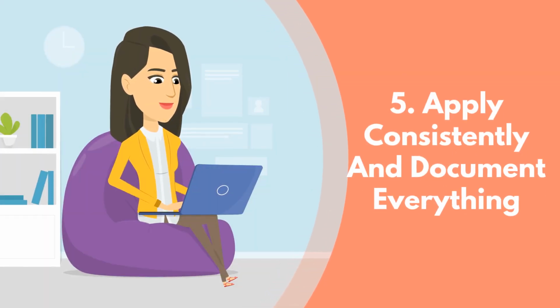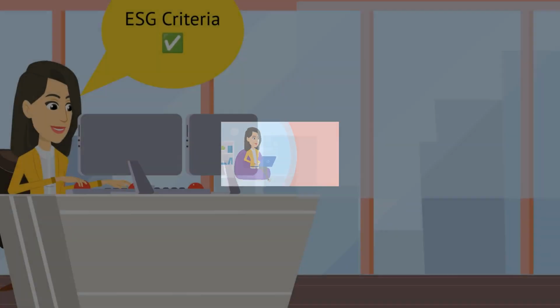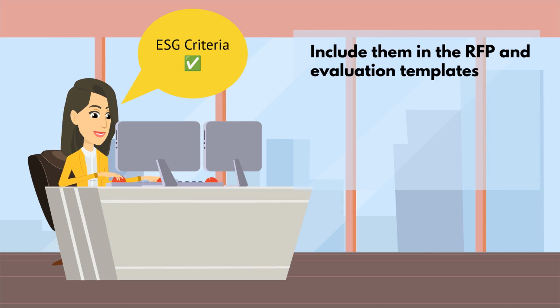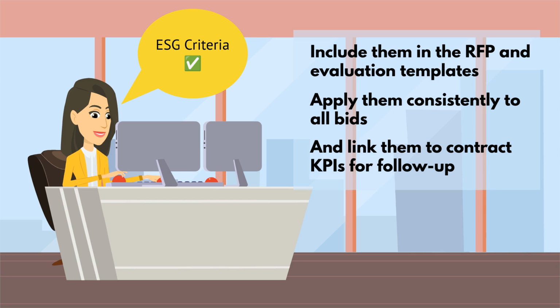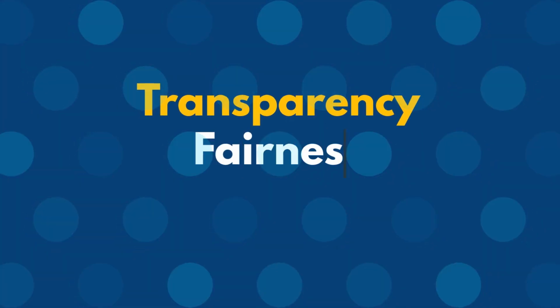5. Apply consistently and document everything. Once your ESG criteria are ready, include them in the RFP and evaluation templates. Apply them consistently to all bids, and link them to contract KPIs for follow-up. Always keep documentation: how scores were assigned, what evidence was reviewed, and how the weights were used. This helps ensure transparency, fairness, and traceability.